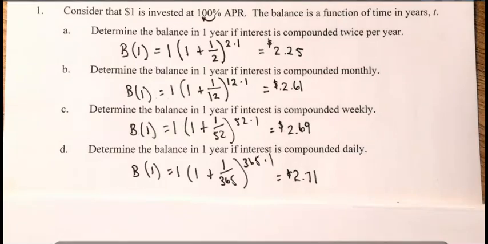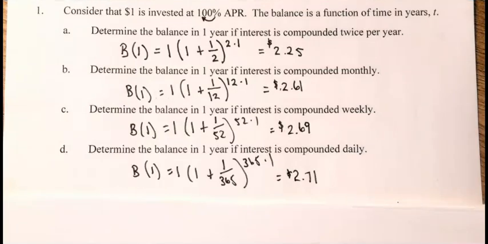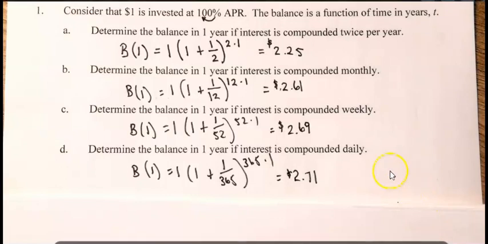In 1D, it says determine the balance in 1 year if interest is compounded daily. Well, there are approximately 365 days in 1 year. So in our formula, the only thing that changed again is that n value. It changed to 365 here and here. And this again had to be rounded off. You'll notice it just barely went up, only 2 cents, $2.71.